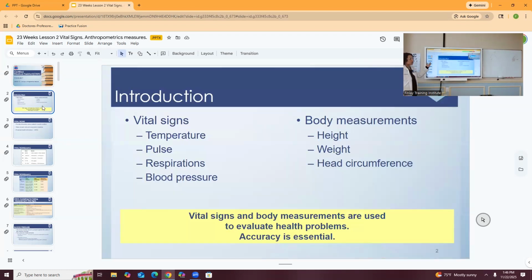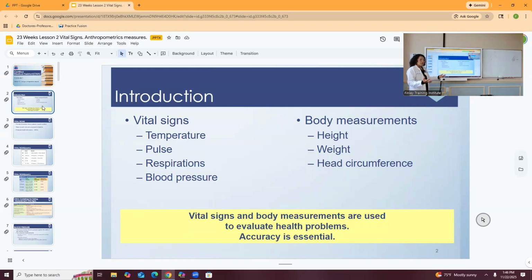Vital signs, like the word says, are signs of life, signs that the patient is alive. It doesn't mean that it's good, bad, or normal. It just means that the patient is alive. And these 4 measurements are temperature, pulse, respiration, and blood pressure. So we have 4 vital signs.